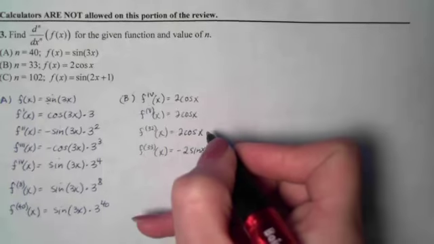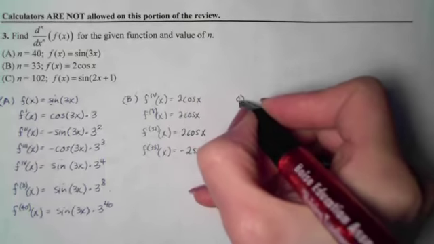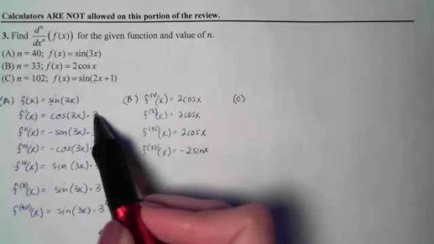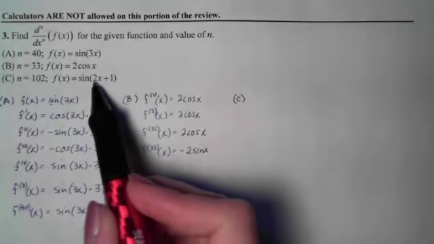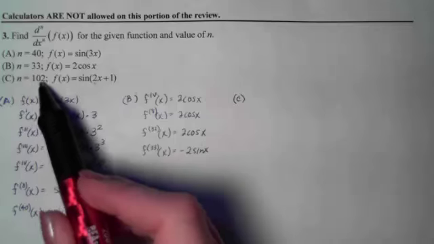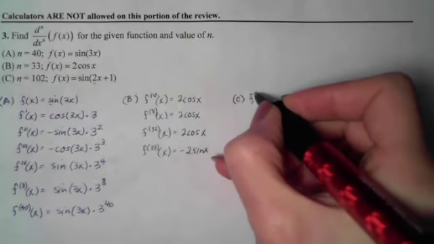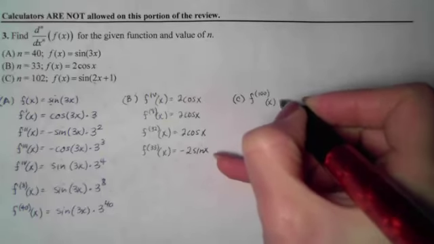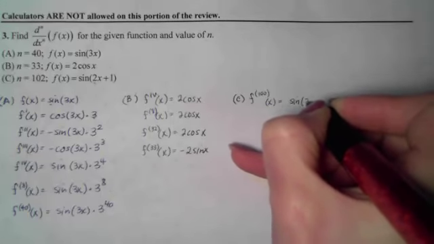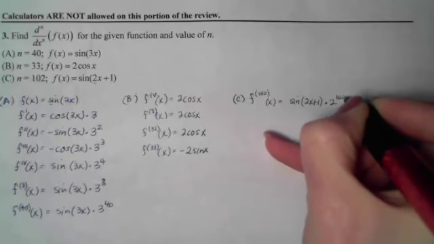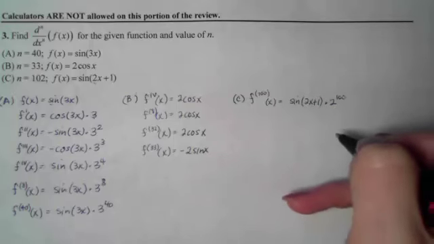My last one, C, it's the 102nd derivative. Notice with C that I'm going to have that chain rule, so instead of accumulating 3's at the back, I'll be accumulating 2's at the back, and I want the 102nd derivative. So that means the 100th derivative, which is a multiple of 4, will loop back around to the original function, except I will have accumulated 100 of those factors of 2 at the back.